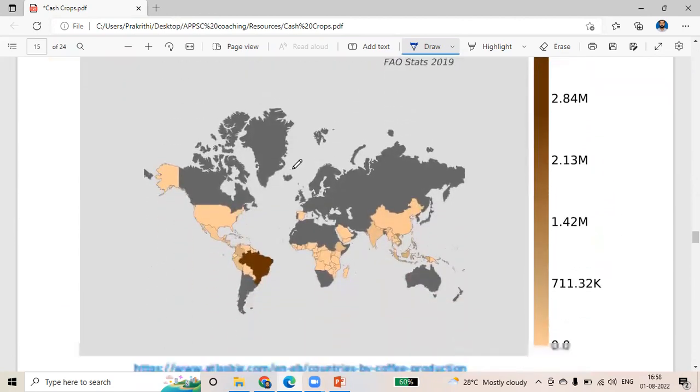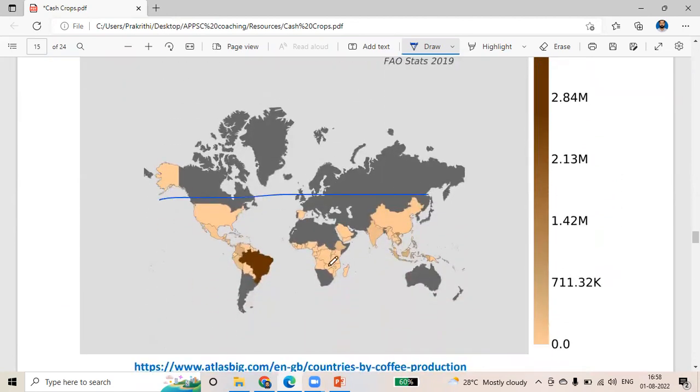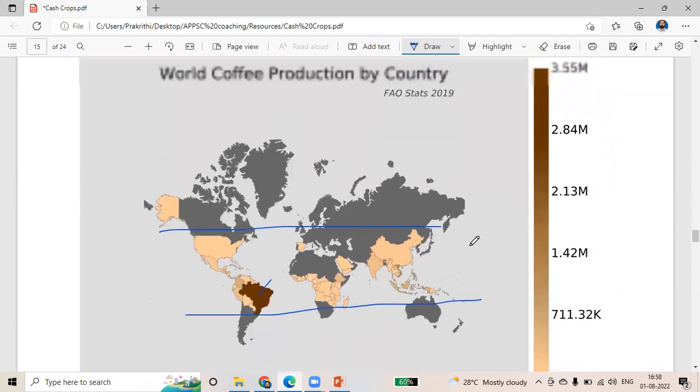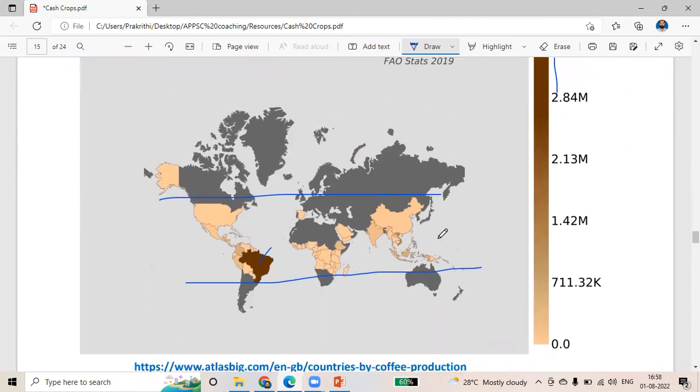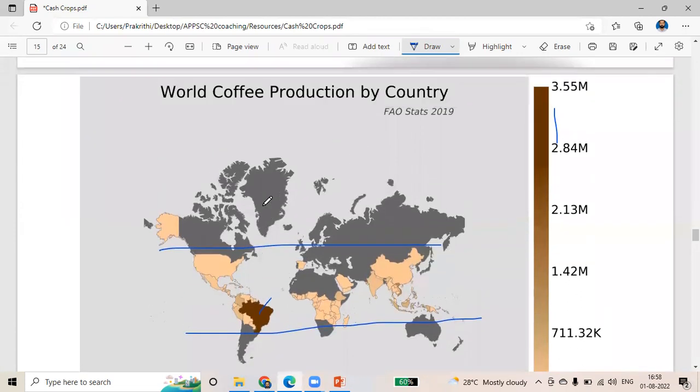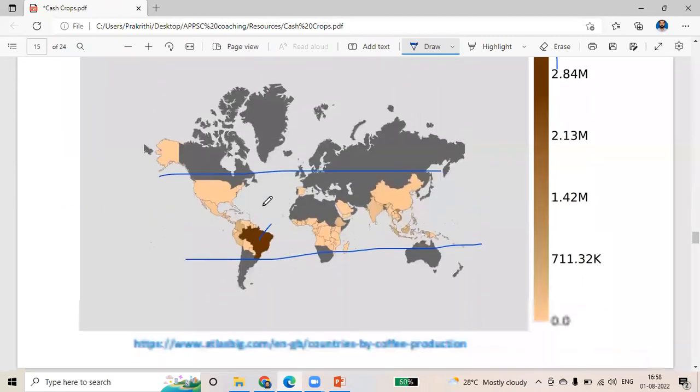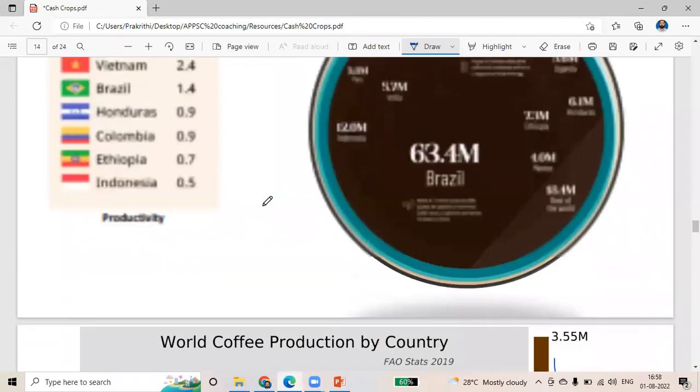You see the distribution also. If you make a line from here to here, you can see the maximum concentration of coffee production is in these countries, with leading production in Brazil. Brazil is in the middle of it; the rest of the countries are not that much. That is the importance of Brazil in coffee production. So the dominating country we can directly say is Brazil. So that's about coffee.